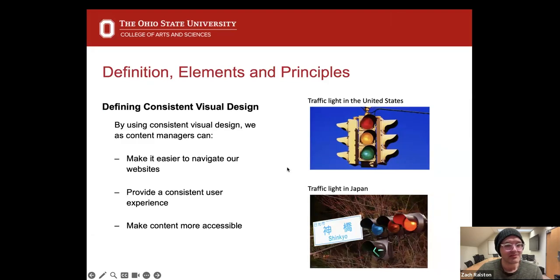So the goals of consistent visual design that we are shooting for as content managers, or whatever your role is on a website, are a few different things. One of the goals is pretty simple: making it easier to navigate the website, right? That way you're essentially teaching the users what to expect in terms of environment. And we're going to find out later on how this is very important for people with disabilities.